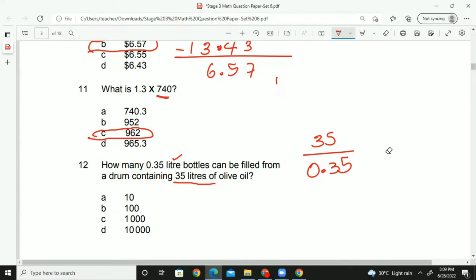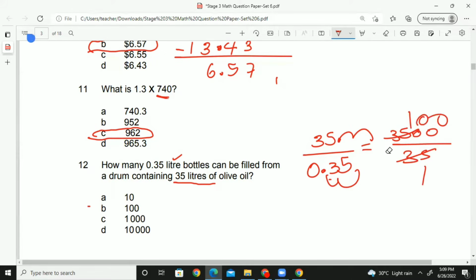All right, so I'm seeing like 100 coming out, but let's just work these out. We want to make sure that the divisor is a whole number. So it's going to take 2 movements to the right. So basically I end up with 3,500 over 35. If we divide this, I am definitely going to get 100. So I'll be able to fill 100 of those containers.